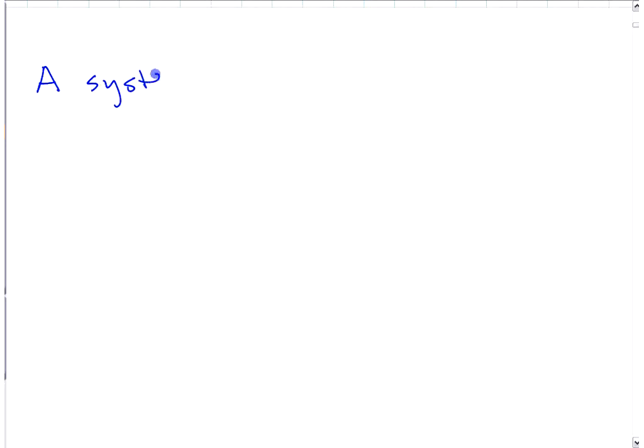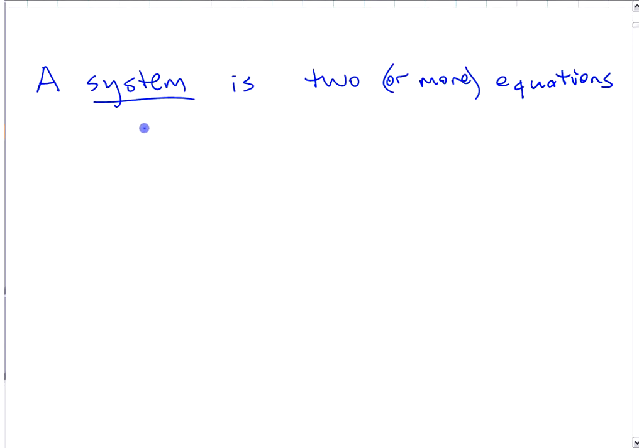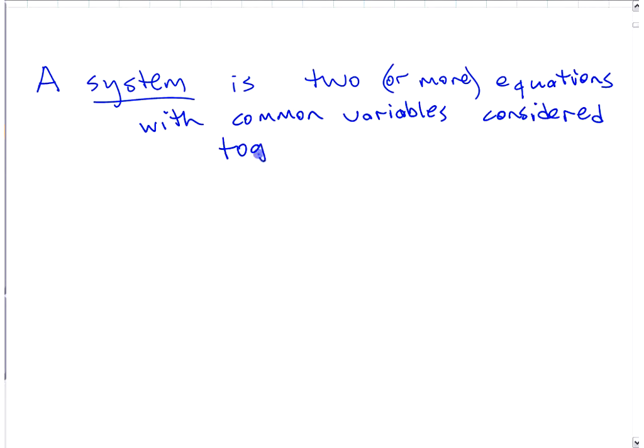A system is two, or I'm going to put or more. We're not going to do or more in this year, but two or more equations with common variables, and considered together, taken together. And we'll put our example there.